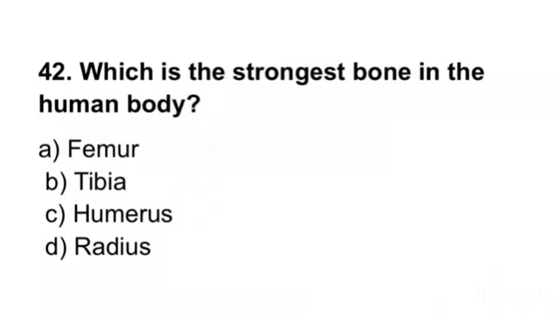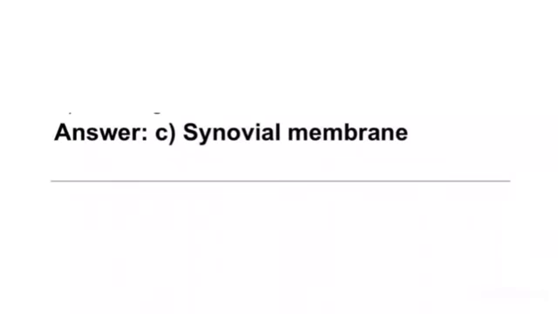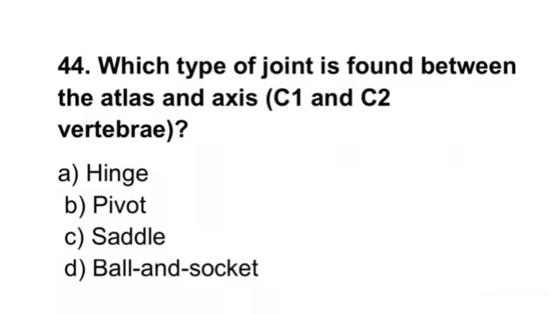42. Which is the strongest bone in the human body? A. Femur. B. Tibia. C. Humerus. D. Radius. Answer, A. Femur.